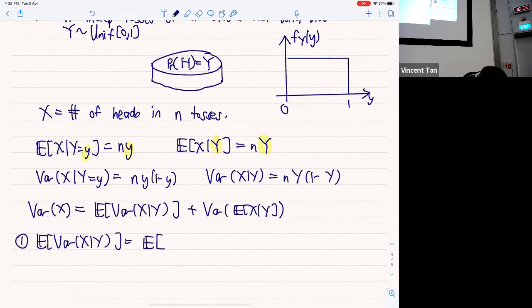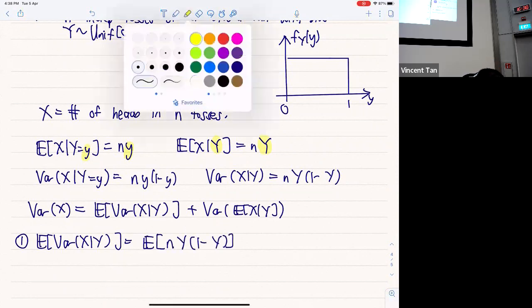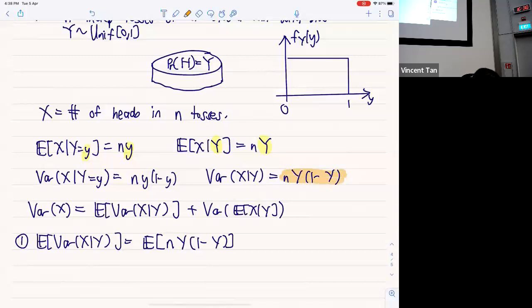So now we have to plug the variance of X given Y inside. So this is n times Y times (1 minus Y). Where does this come from? This comes from here, which we painstakingly calculated, and hopefully John fully understands the calculation here. Cool? Because expectation is linear, this becomes n times the expectation of Y minus the expectation of Y squared.